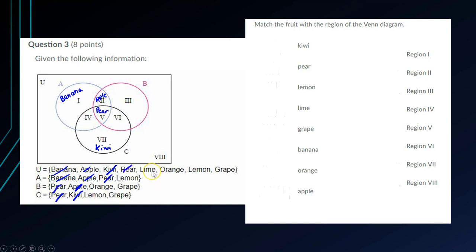Lime. Lime is in the universal set. But notice if I go through, lime is not in A, it's not in B, it's not in C. So lime would go on the outside of the circles.